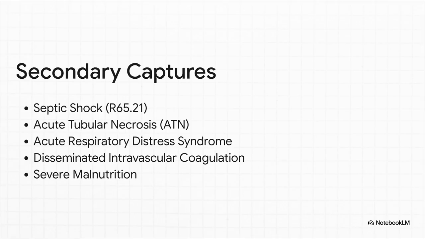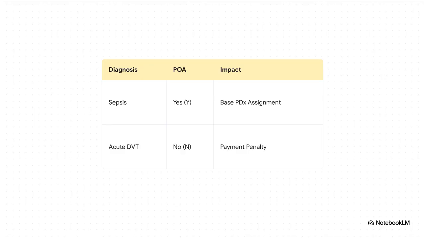We also must meticulously track present on admission, or POA indicators. If a major CC like an acute DVT develops after admission, it gets a POA of N. This makes it a hospital-acquired condition, or HAC, which triggers a payment penalty and a quality review rather than a reimbursement boost.